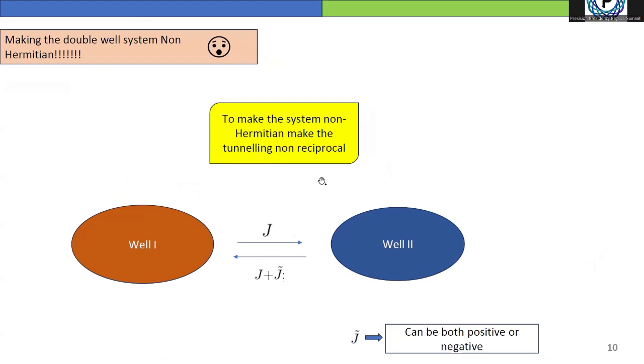Then this is our new work, whatever we have done. Actually, the previous Hamiltonian was Hermitian. We try to make the Hamiltonian non-Hermitian in our new system. But how do we make it non-Hermitian? We make the tunneling strength non-reciprocal. It means previously we took the tunneling strength as J from psi1 to psi2 and psi2 to psi1. But here we consider that from OL1 to OL2, the tunneling is J, and from OL2 to OL1, the tunneling strength is J plus J tilde. J tilde is like a perturbation term. It can be positive or negative.